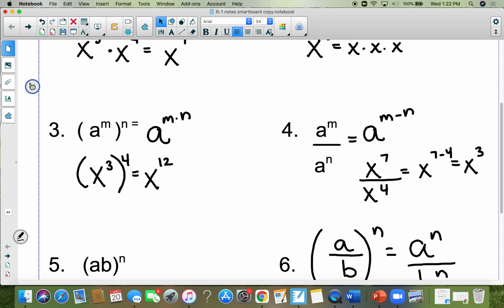I don't like doing it that way. I'd rather just say there are 4 x's on the bottom, so I'm going to take 4 x's out of the top, and that means I only have 3 x's left on the top, but it's up to you.